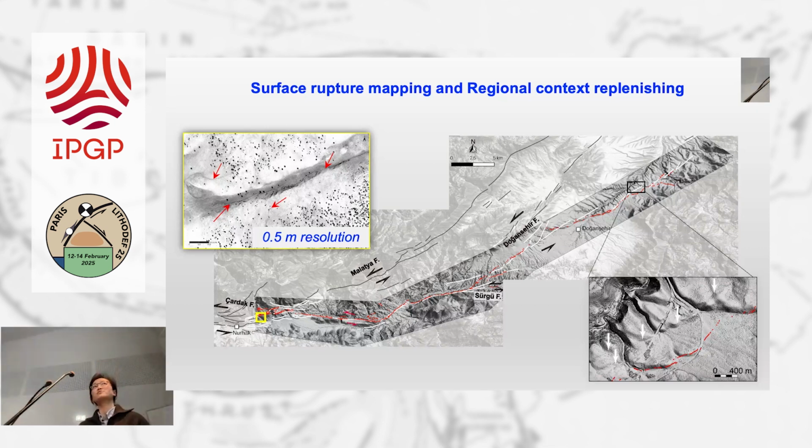During the processing of these images, we got the auto-rectified images and the DEMs, which can help us to firstly do the detailed surface rupture mapping, as this red line shows here, and also I replenished this Dangish fault, which is shown as these white lines, which hasn't been documented in previous studies.